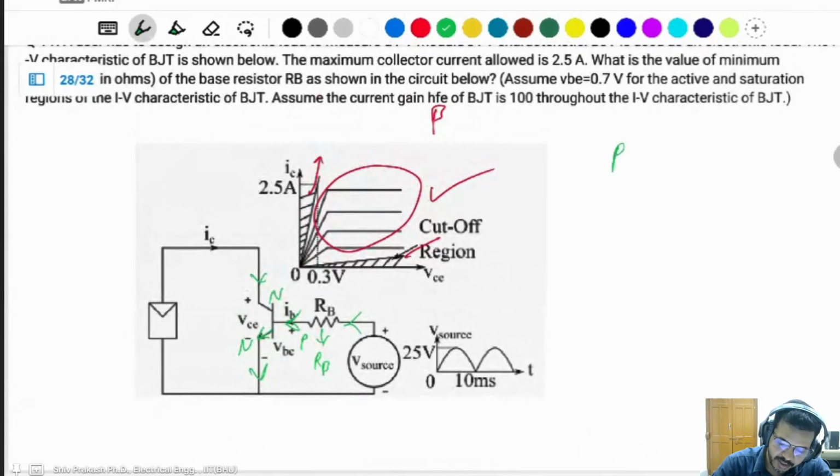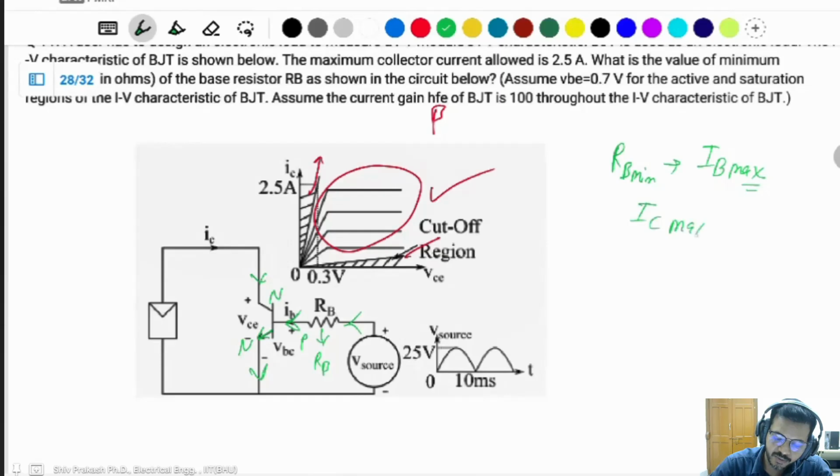Then you know RB resistance will be minimum when the current IB will be maximum. IB is maximum when IC, the collector current, is maximum. You know IB is equal to IC divided by beta, because IC divided by IB is equal to beta. Maximum current is given as 2.5 ampere. Beta is also given as 100. And what is the IB? 25 milliampere.